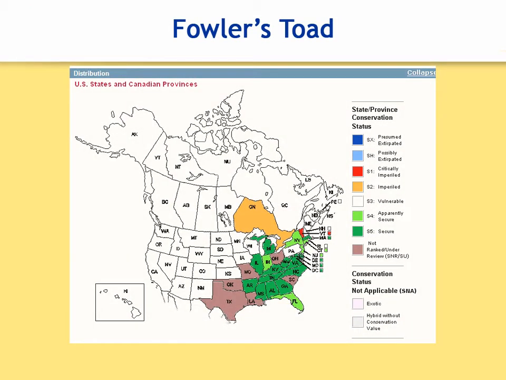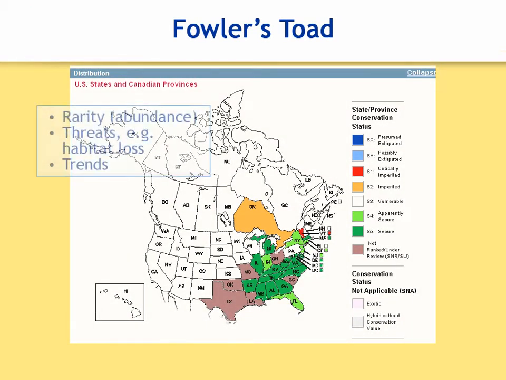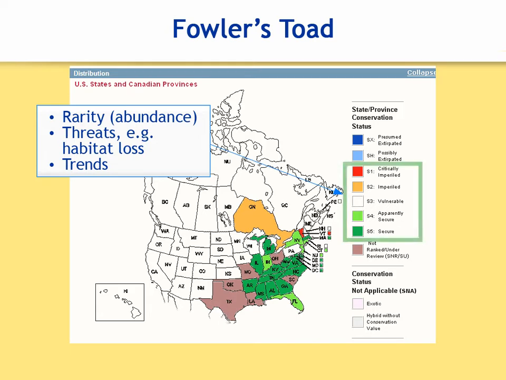Member programs assess these three factors, rarity, threats, and trends, and calculate for each species a conservation status or rank on a scale of 1 to 5, where 1 means critically imperiled and 5 means secure. This 1 to 5 ranking can be applied at several geographic scales. Here it is shown at the subnational or state-province scale, and the numerical rank is preceded by an S for subnational. We also apply the ranks at a range-wide or global scale, in which case the ranks are preceded by a G for global.